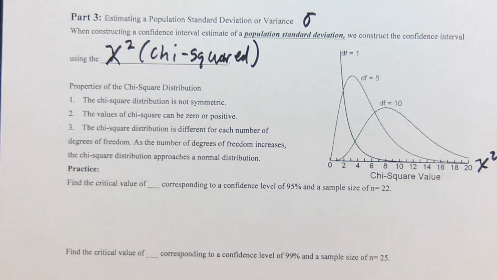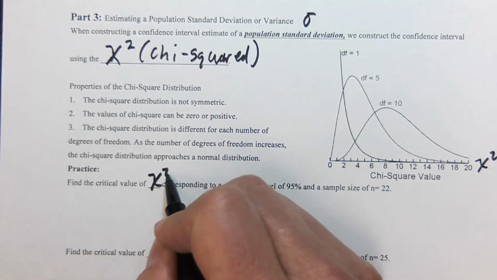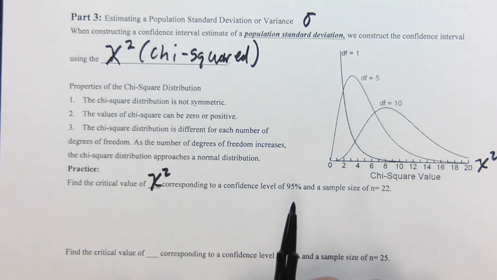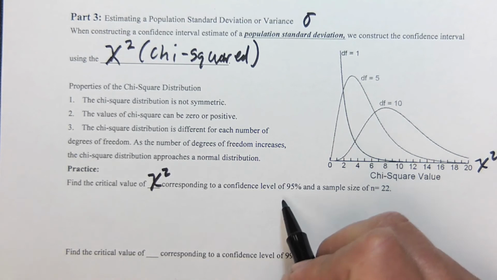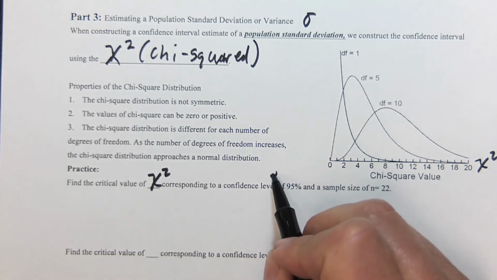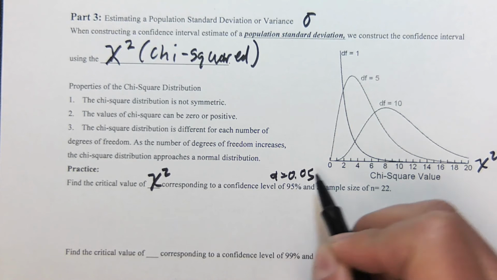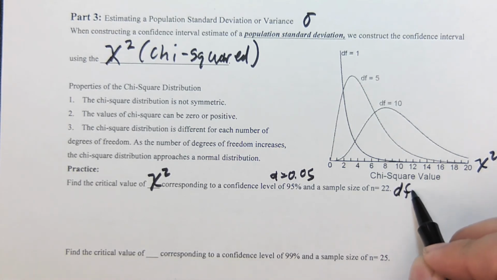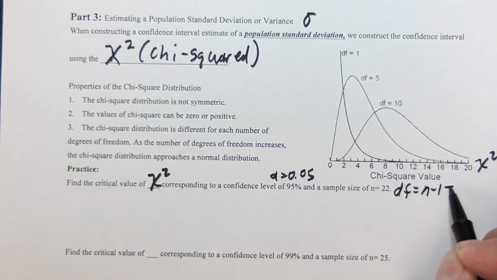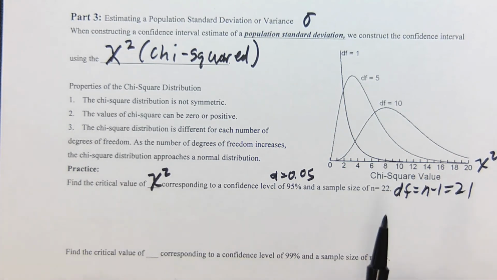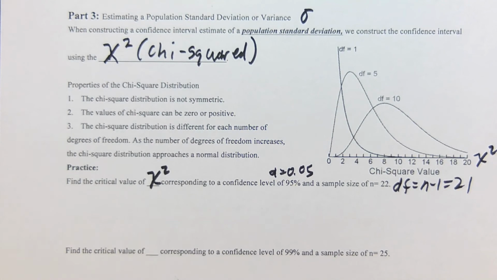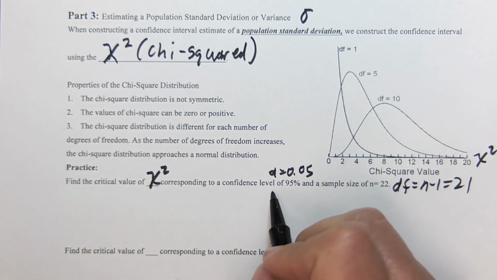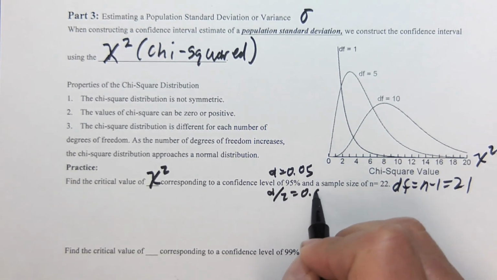So we are going to find a critical value of chi-squared, and we're actually going to find two of them. Here we have a confidence level of 0.95. That's alpha equals 0.05. And n is 22, which means the degrees of freedom is n minus 1, which is 21. And if I take alpha and divide it in half, that's 0.025.